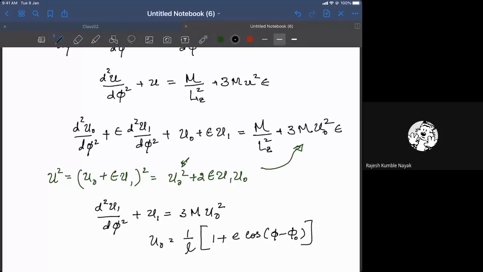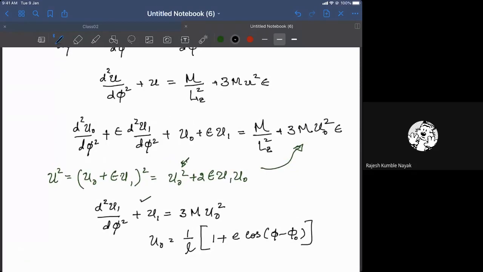Okay, so you need to solve this equation by substituting u0 squared. So one can do that. It is a bit cumbersome equation, but nevertheless it can be done. And you can either do it on Mathematica or whatever, or you can simply solve it.